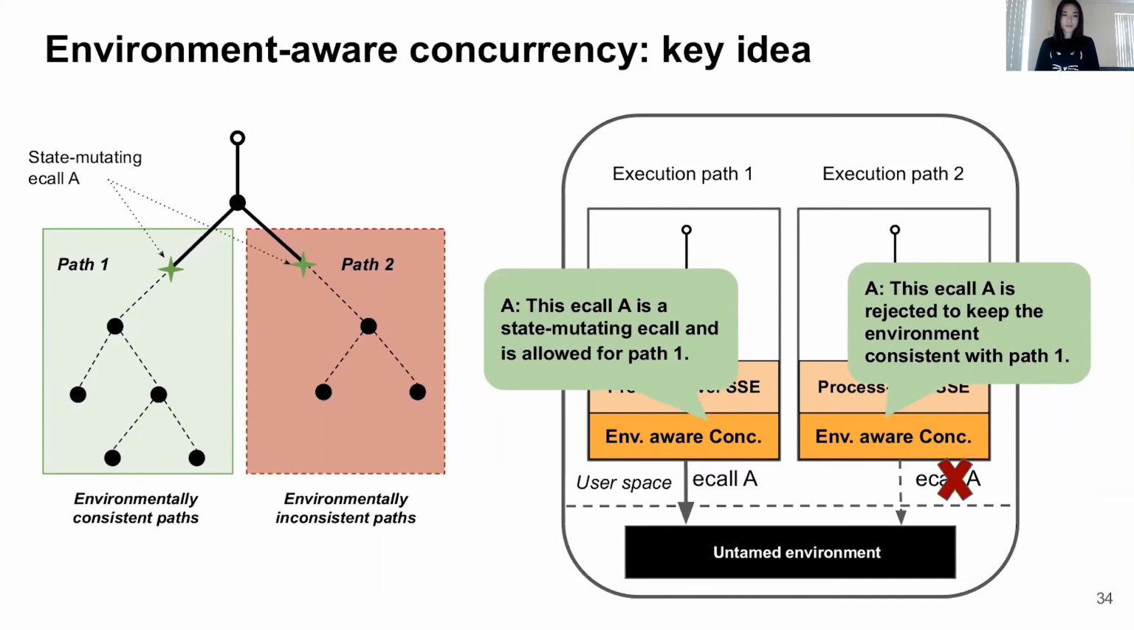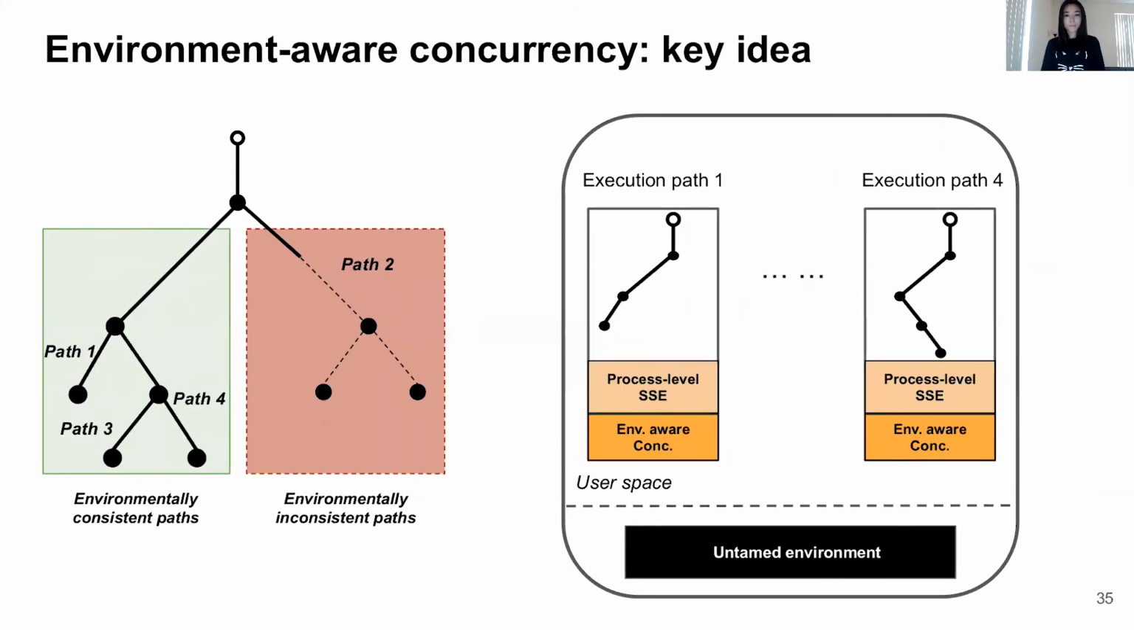Here we define a state mutating call as a call that, when executed, mutates the state of the environment in a way that could affect the execution of another path. But for path 2, the answer is this call is rejected to keep the environment consistent with path 1. By using this solution, path 1 and its children are able to finish their executions.